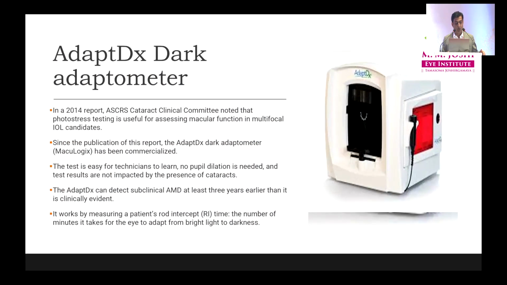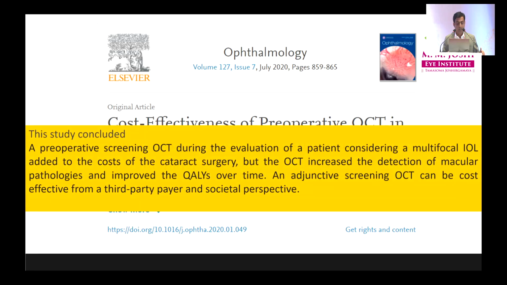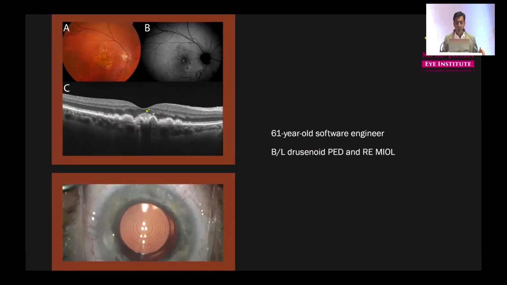This was reported in 2014: the ADAPT DX dark adaptometer works by measuring a patient's rod intercept time, that is, the number of minutes it takes for the eye to adapt from bright light to darkness. Looking at the cost effectiveness of preoperative OCT in cataract evaluation for multifocal IOL, the study says that a preoperative screening OCT added to the cost of the cataract surgery, but the OCT increased the detection of macular pathologies and also improved the QALYs over time. So let us look at three scenarios.